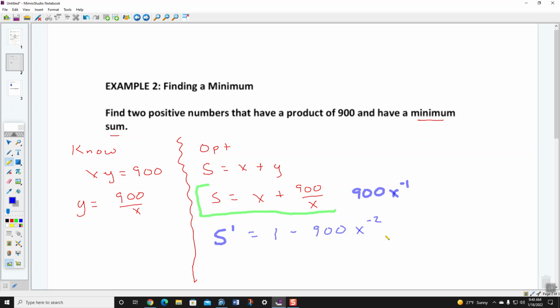Okay, we're going to set that equal to what value now? 0. Okay, set that equal to 0. All right. I don't like this 900 x to the negative 2 power. So I'm going to call this 900 over what? x squared.